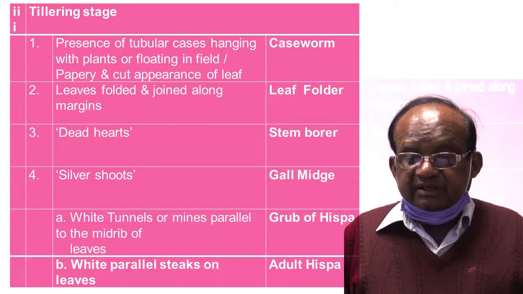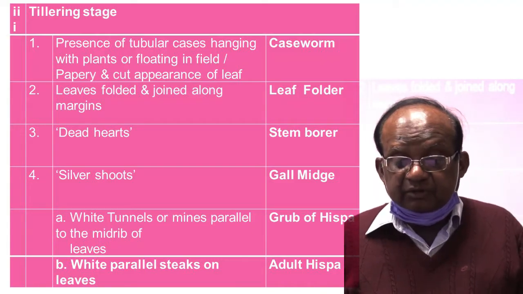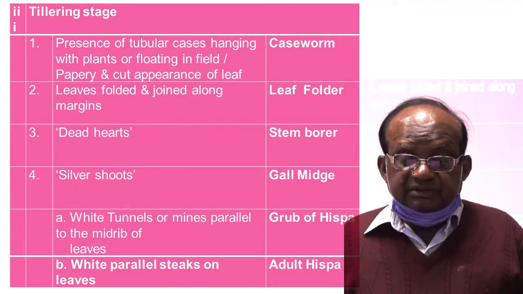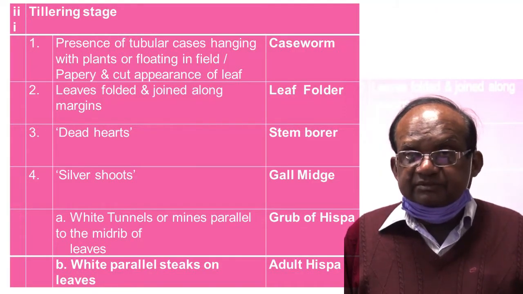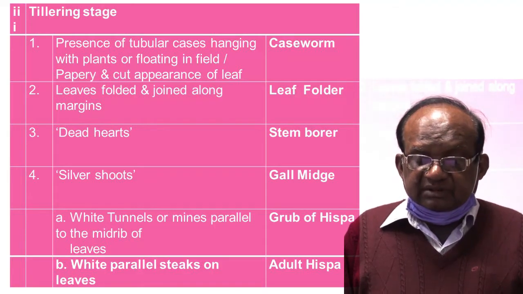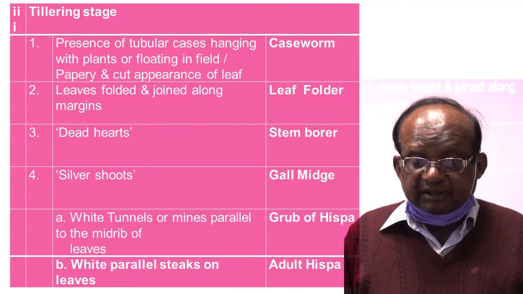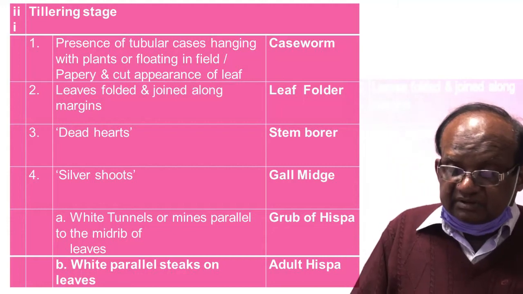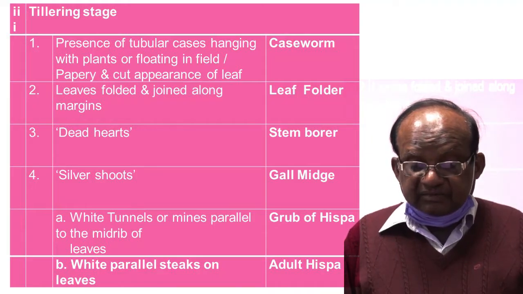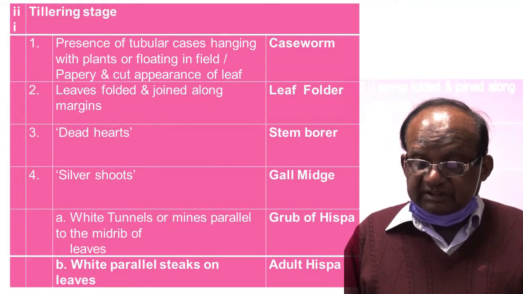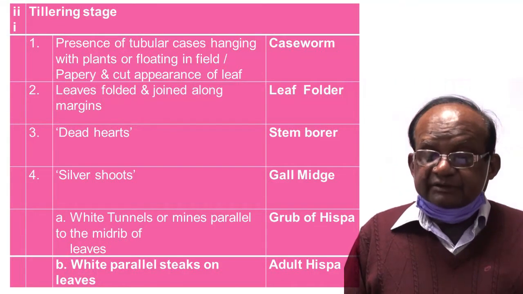Then deadheart, presence of deadheart, indicates also the presence of a stem borer. Then silver shoot, when the growing central shoot of the rice resembles an onion leaf, this indicates the attack of gall midge. Then white tunnels or mines parallel to the midrib of leaves indicate rice has been damaged by the grub of hispa, and white parallel streaks on the leaves also indicate the presence of hispa in that field.